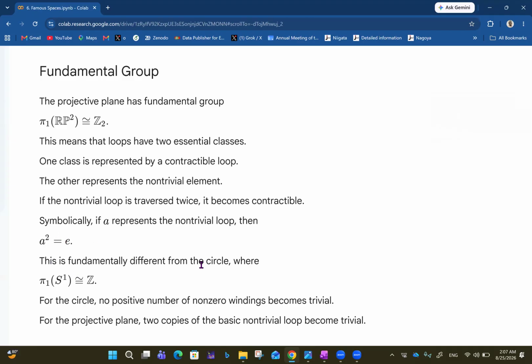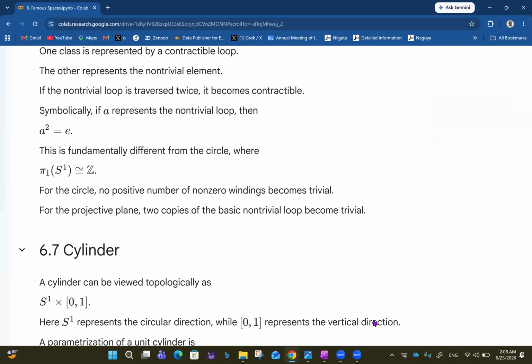This is fundamentally different from the circle, where pi 1 of S1 is actually Z. For the circle, no positive number of non-zero windings becomes trivial. For the projective plane, two copies of the basic non-trivial loop become trivial.